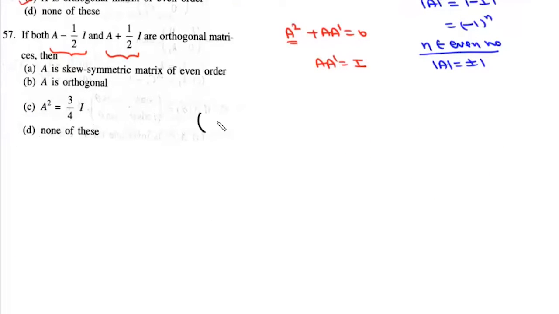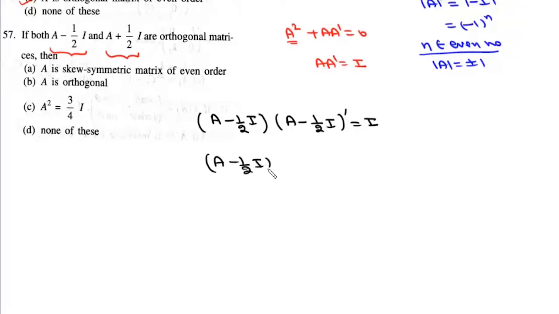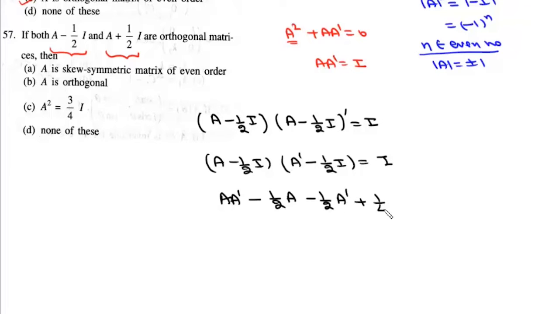Now from this first one we can write (A minus 1/2 I)(A minus 1/2 I)^T is equal to I. Now we can write (A minus 1/2 I) and (A transpose minus 1/2 I) will be equal to I, or A A transpose minus 1/2 A minus 1/2 A transpose plus 1/4 I is equal to I.